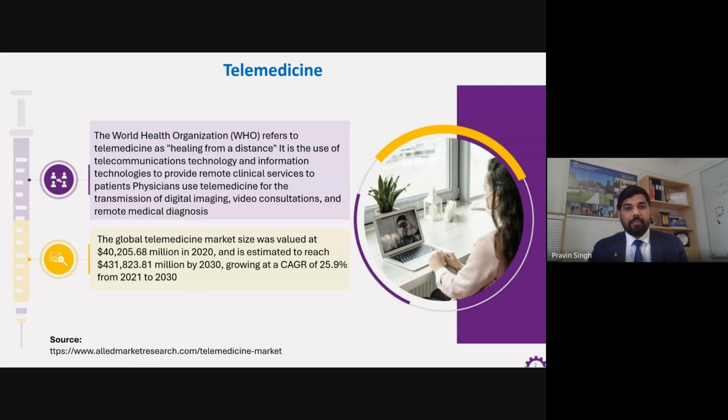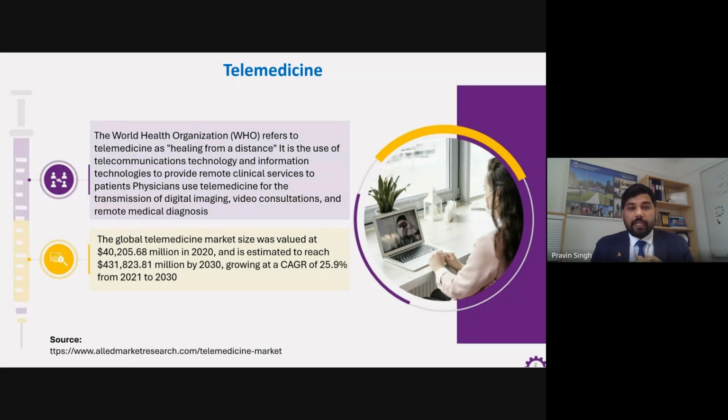This reduces the burden on hospitals, where people have to go every day for appointments. Rather than this, we can access everything remotely. And then market growth: the global telemedicine market was valued at about $40 billion in 2020, and it is projected to reach $431 billion by 2030, growing at a 25.9% CAGR.